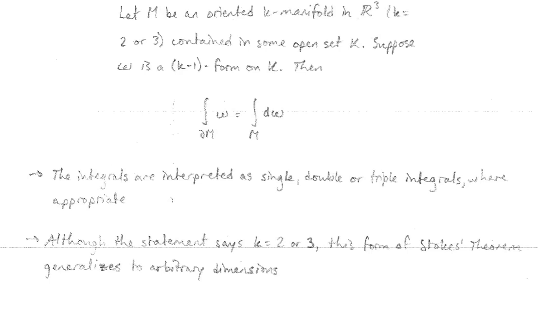And although we stated in here that k is 2 or 3, so 2-manifolds or 3-manifolds, this form of Stokes' theorem generalizes to arbitrary dimensions. So k can be 4, 5, 6, 7, 8, even higher. But for our purposes in our course, k is 2 or 3. If you go on to take a higher level math class, then you will see cases where you use this for manifolds with higher values of k.